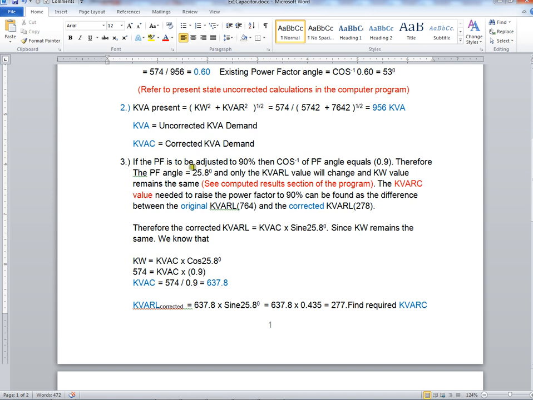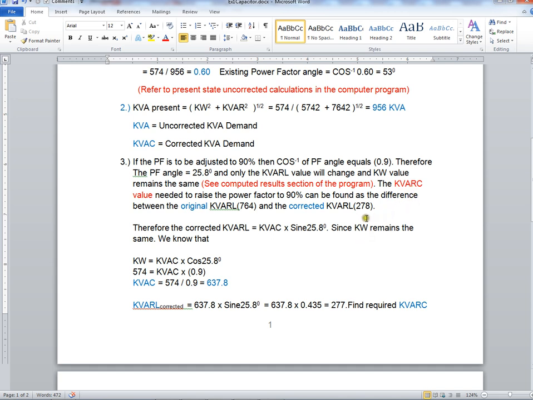So if we want to raise the power factor to 90%, that means the cosine of the power factor angle is 0.9. Therefore, the power factor angle is 25.8 degrees. If we take the arc cosine of 0.9 and put it into our calculator, we'll get 25.8 degrees. So that's what we'll have, and only the kVAR value will change. The kW value remains the same. Remember that on a right triangle, we're adjusting the reactive power. The kW is what it is, so it never changes.